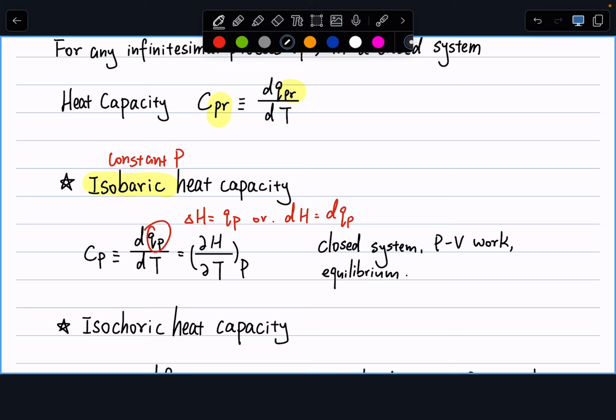So far, what we did is only use enthalpy and set pressure as constant, with a closed system, PV work, and equilibrium. So these are the assumptions we made in deriving this equation.